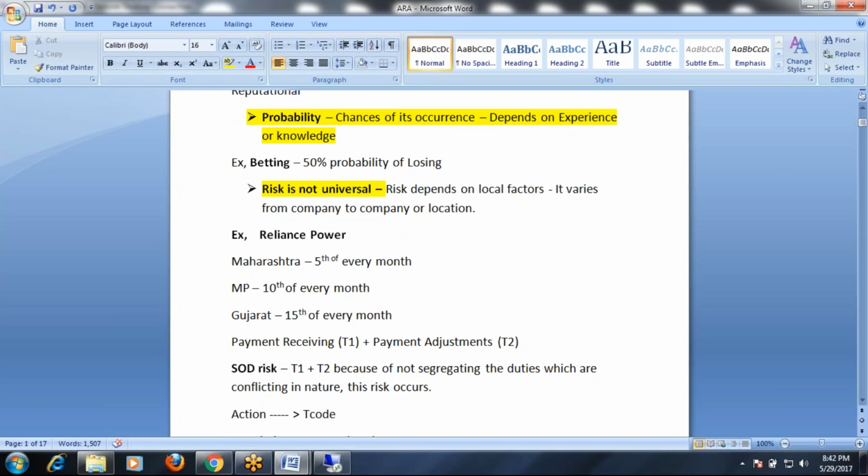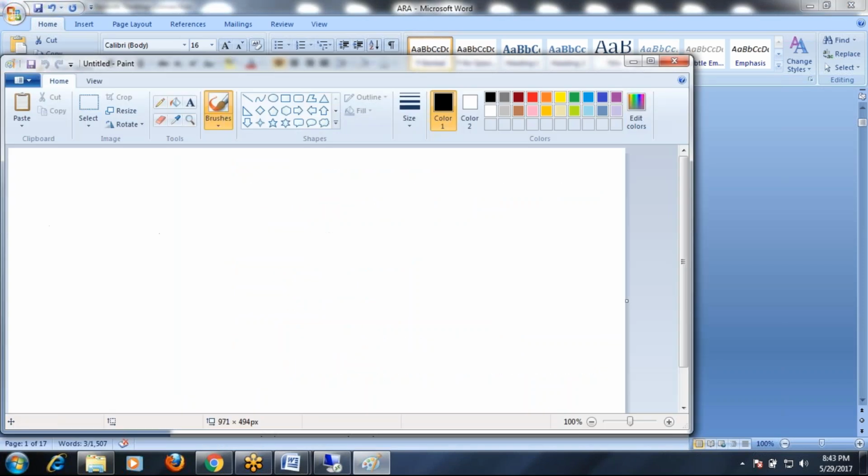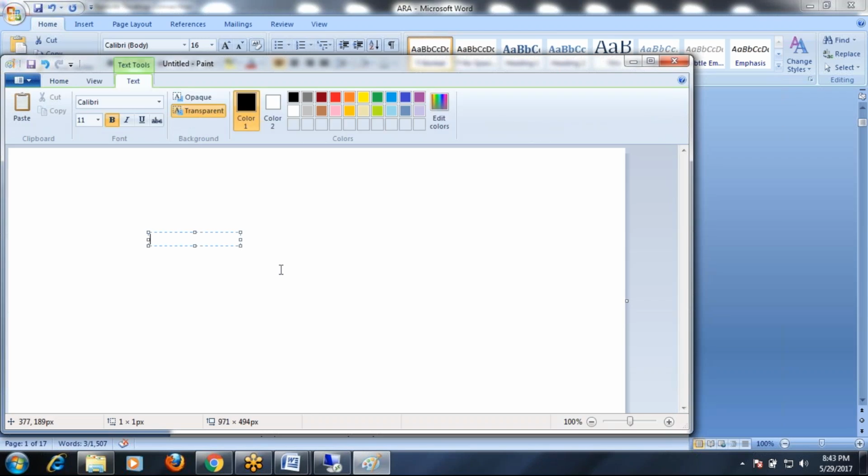Okay, now I'll give you a situation where fraud can occur. There are two functions done within this industry: payment receiving is one function, and payment adjustment is another function. So let us go to an example now.